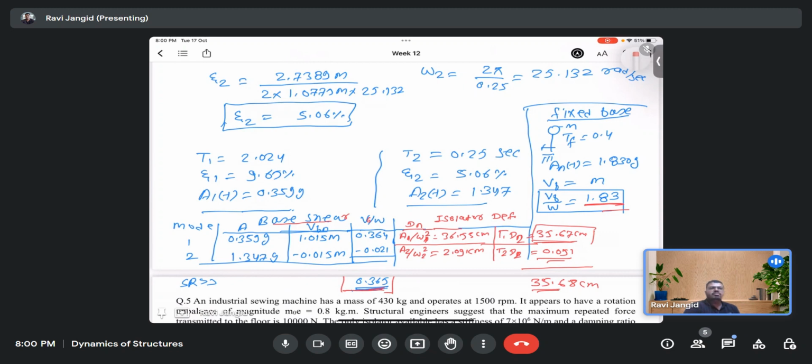And for the foundation, whatever you have to design, the total base shear is coming to all the foundations. If you have four columns and four foundations, then the base shear is also divided into the four. That's how those things work.